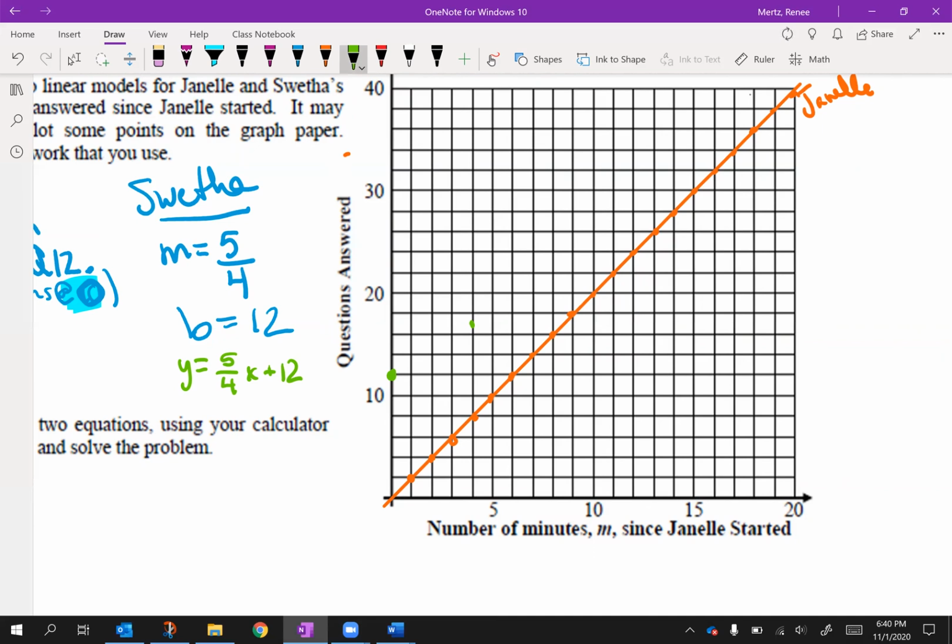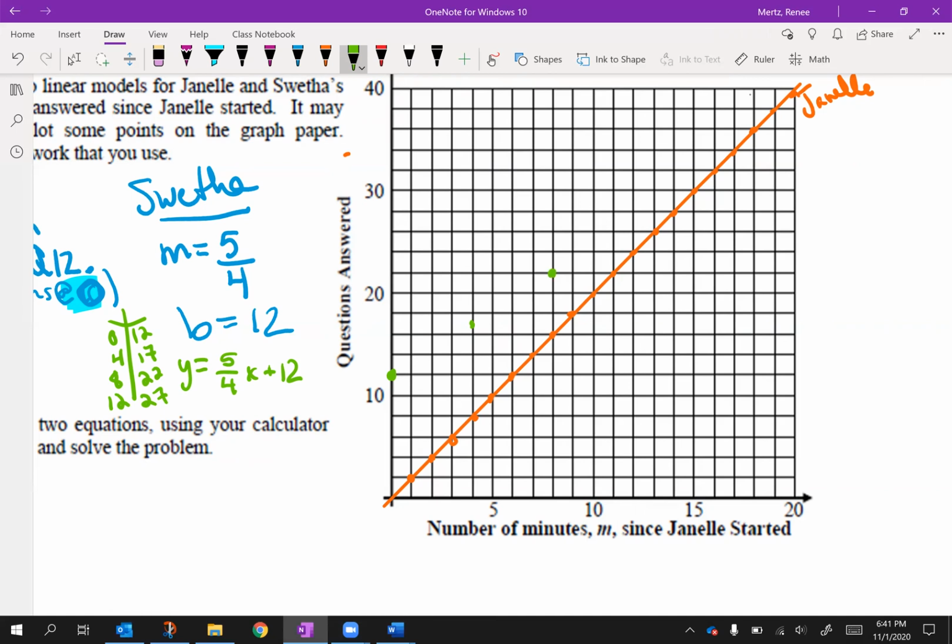So at 0, she's at 12. At 4, she's at 17. At 8, she is at 22. At 12, she is at 27. Try again, sorry. 4, 12, 14, 16, 17, that one's right. At 8, she's at 22. 5, 6, 7, 8, 20, 22.